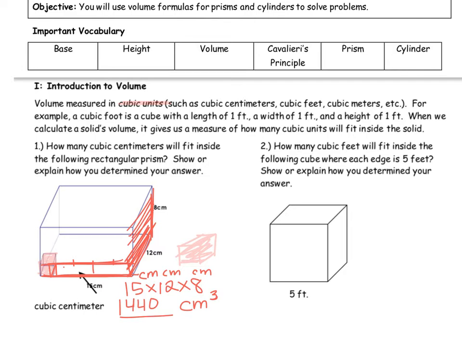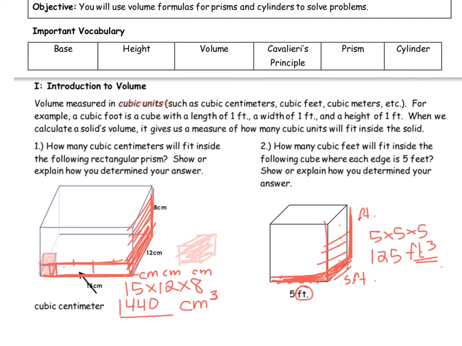On the right, I'm looking for the number of cubes that will fit inside a 5 foot by 5 foot by 5 foot cube. So I can think of this as 5 little feet going this way. I've got 5 feet going this way. So that's 25 cubes in that bottom row, and then they're stacked up 5 times. So by another 5. So I have 25 by 5, or 5 times 5 times 5 gives me 125, and my unit also gets multiplied 5 times, so now I have cubic feet.